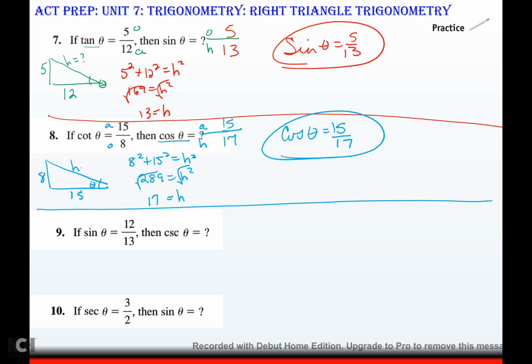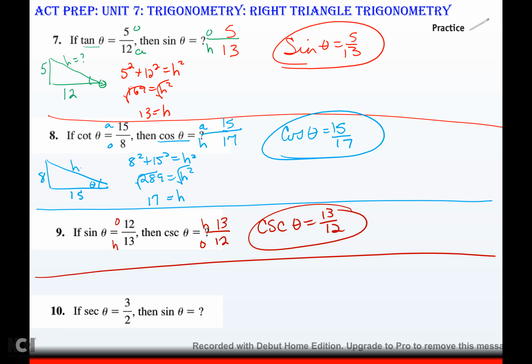Okay? Number 9. It says if sine theta is 12/13, then cosecant. Well, sine is opposite over hypotenuse, and cosecant is a cousin. Reciprocal is hypotenuse over opposite. So I don't even need a triangle for this one. You're just going to flip it over, 13/12. So cosecant theta would be 13/12. Don't do more work than you have to.